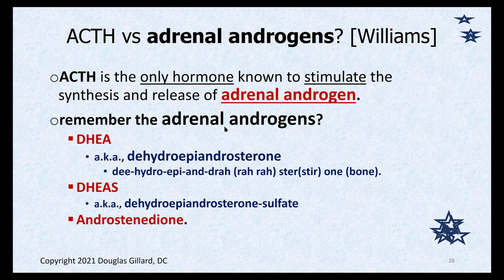Well, they're all made from cholesterol, so everything, aldosterone, cortisol, and DHEA, they're all steroids. So those are the adrenal steroids. Everything that squirts out of the adrenal gland is the adrenal steroids. Adrenal androgens only come from the zona fasciculata.